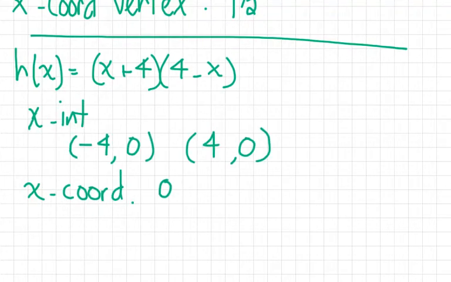As you can see, I found the x-intercepts as (-4, 0) and (4, 0), and my x-coordinate of the vertex was 0. We're now going to layer on a little bit more, and this time we're going to look at being able to figure out what is the x and y coordinate of the vertex. So let's take a look at this.